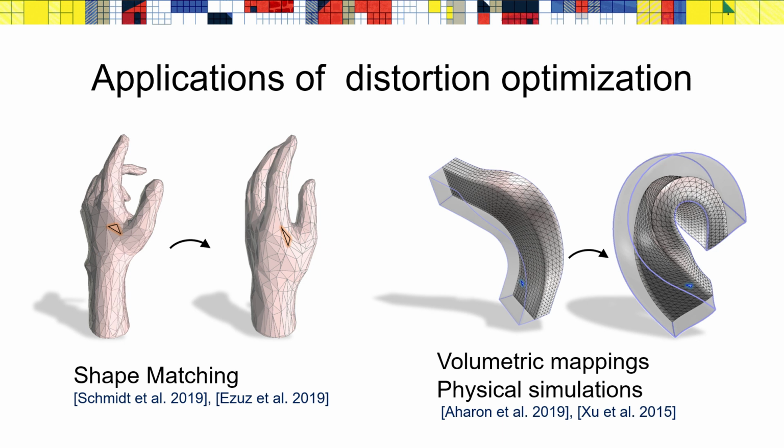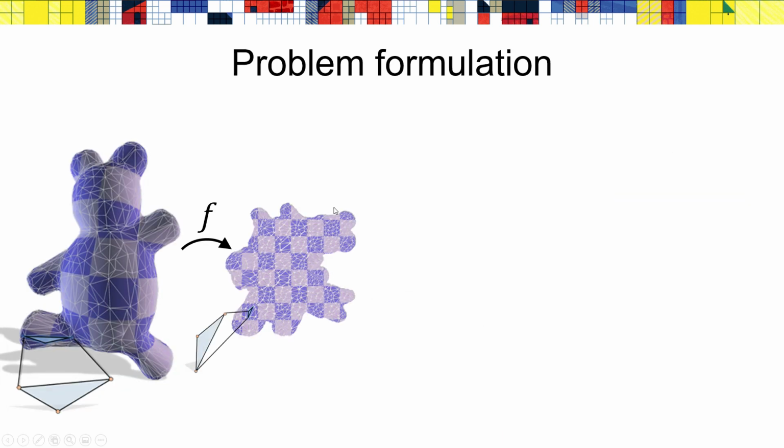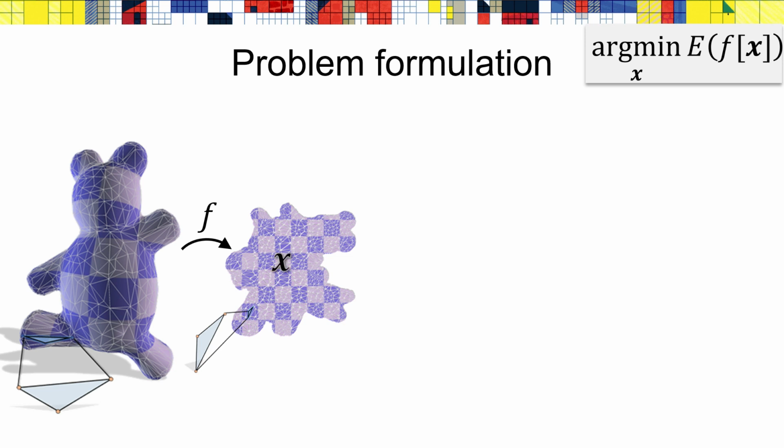Now let's consider a general formulation of the problem. In general, we are solving a problem of minimizing a geometric energy E that measures how much a map F deviates from a given class of deformations, for example, from a class of rigid transformations. F is a piecewise affine mapping, so it can be expressed by target vertex coordinates x, and this leads to an optimization problem over vectors of target coordinates in 2D or 3D.